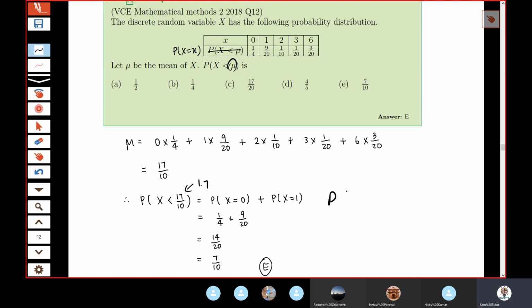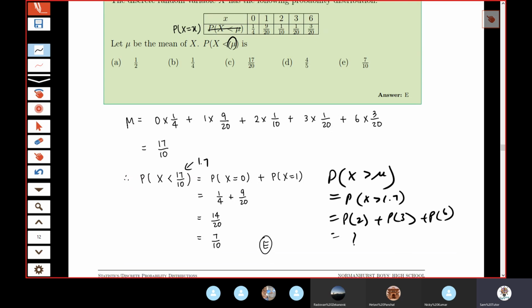So we get that. If I had said, what's the probability that x is greater than mu? You would have said, okay, that means the probability of x greater than 1.7, meaning 2, 3, and 6. So that's the probability of 2 plus the probability of 3 plus the probability of 6. The probability of 2 is 1/10, then 1/20, then 3/20. Any questions there? Or does that make sense?